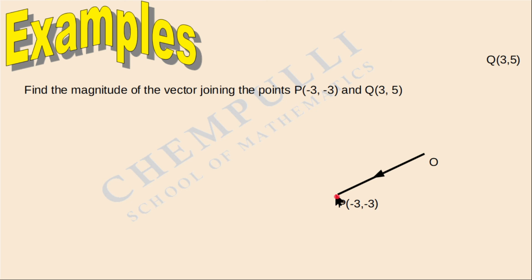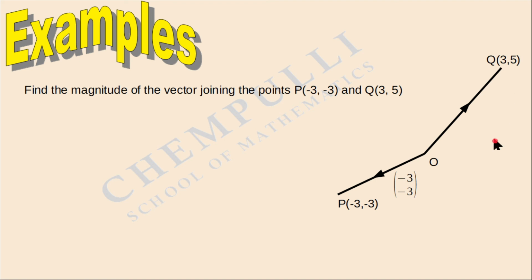That is the position vector of P. Just write this point in column form, then we will get the position vector of P. Vector OP is equal to (-3, -3). The next one is Q. We know the point Q is (3, 5). Then we have to find the vector OQ, the position vector of Q. We can draw that vector like this, OQ.